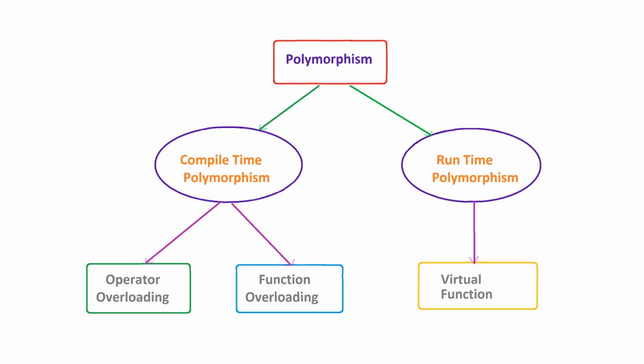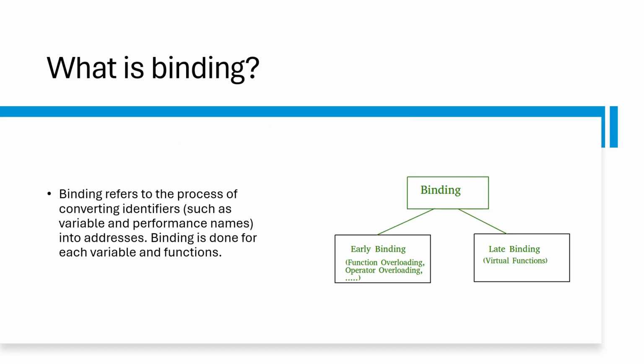In function overloading, the same function name is given, but the parameters are different. All of this is handled only in compile time polymorphism. Runtime polymorphism is the virtual function. So a virtual function is held only at runtime.